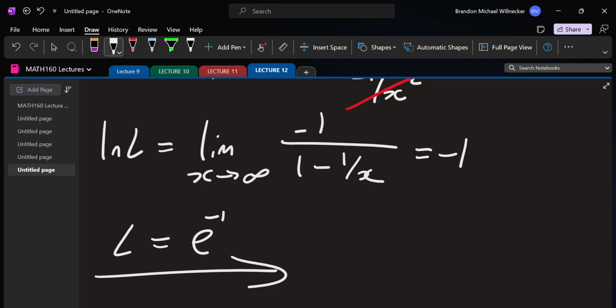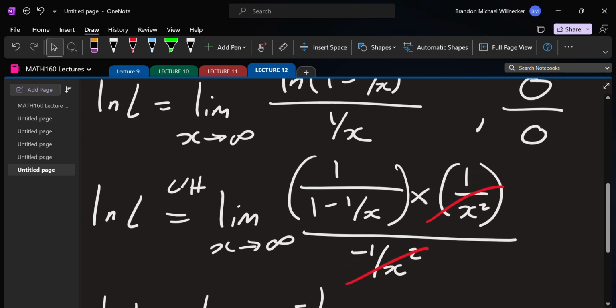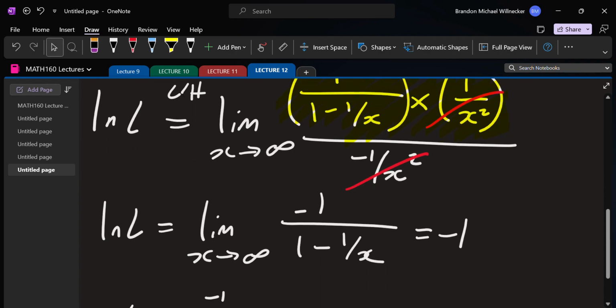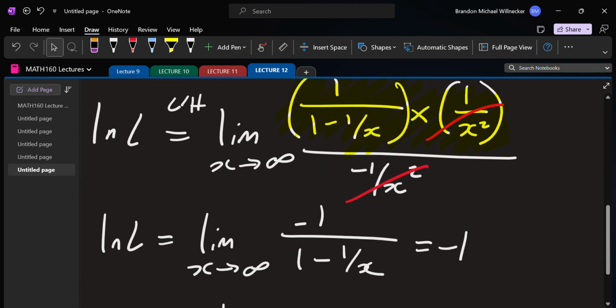Okay, please don't forget the last step. After all of the working with the natural log of L, we still want L. So you need to exponentiate that result that we got there. Okay, and also please remember your chain rule. Okay, over here, we had to use the chain rule in the top. Okay, please don't just write 1 over 1 minus 1 over x and then forget the derivative of the inside. Okay, remember it's f prime of g of x times g prime of x. Don't forget that g prime step.